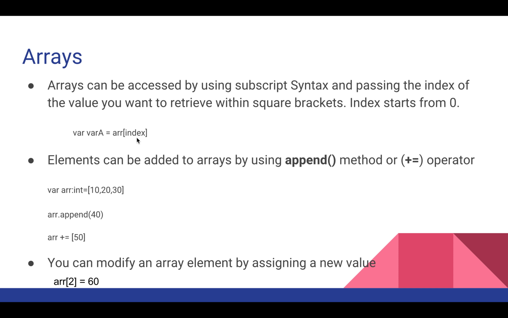Array index in Swift starts from 0, which means the first element can be accessed using index 0, the second element by using index 1 and so on. Elements can be added to a mutable array by using the append function or by using the addition assignment operator. You can modify an array element simply by assigning it a new value.